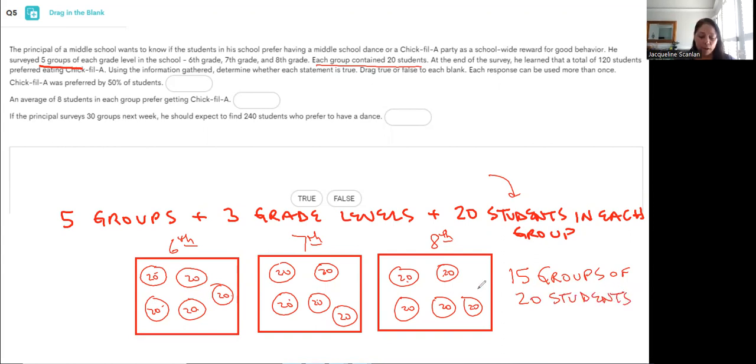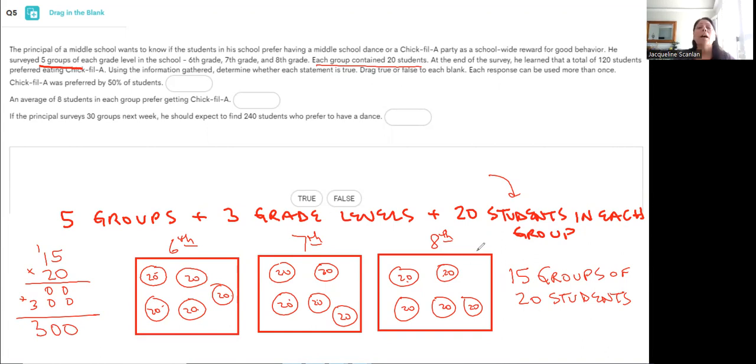All right, so I could find out my total number of students by multiplying. I could do 15 times 20. And again, that's what your calculator is for. I'm going to actually just do the math, but you could use your calculator. And when I add them together, I get 300. All right, so what does this mean?